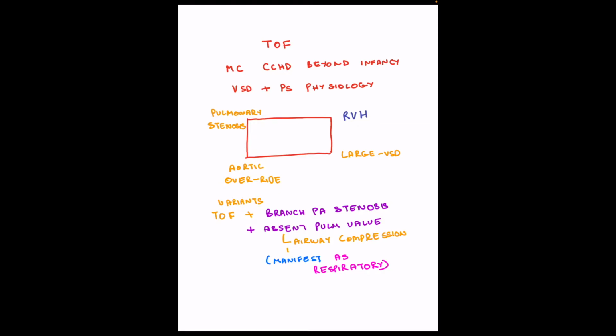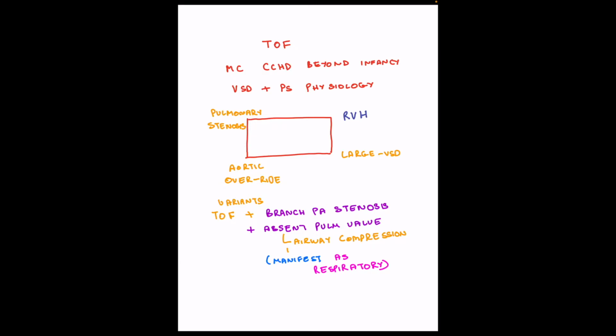Today's topic is tetralogy of Fallot. It is the most common congenital cyanotic heart disease which presents beyond infancy. It comes under the ventricular septal defect plus pulmonary stenosis physiology. As the name suggests, tetralogy has four components: right ventricular hypertrophy, large VSD, aortic overriding, and pulmonary stenosis.